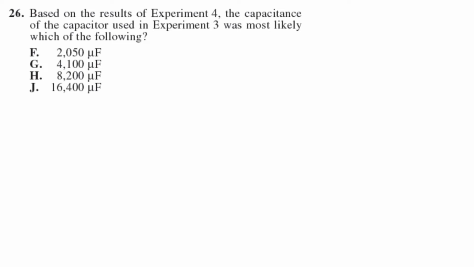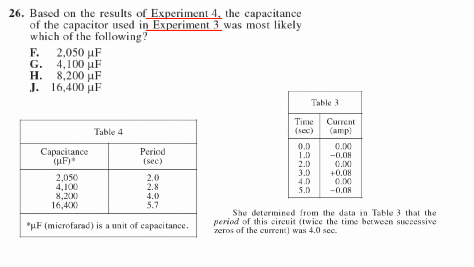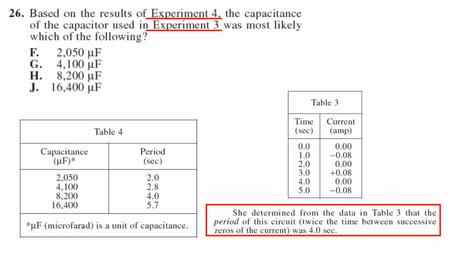Number 26, based on the results of experiment 4, the capacitance of the capacitor used in experiment 3. So we're looking for what is the capacitance used here. Okay, so we have to figure out, well, what is the connection between the 2 tables? And the only connection we see is time, seconds and seconds. One is labeled period, one is labeled time. So it tells you in the reading, she determined from the data in table 3 that the period was 4 seconds. So the period is the time it takes to complete a rotation, right? In other words, how much time does it take to complete a circle?